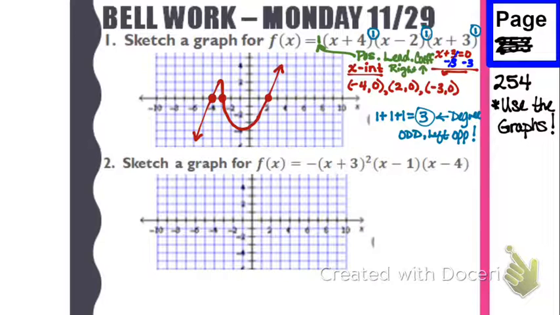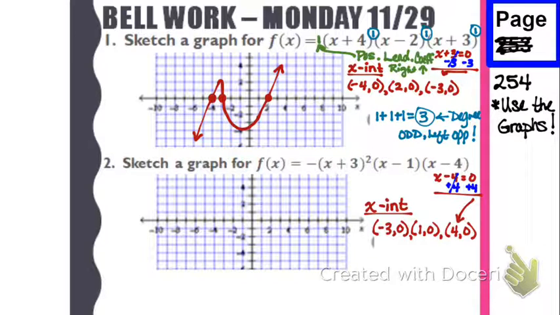All right, let's go look at number 2. Start off with our x-intercepts here. How many x-intercepts do we have? 3. Where are they? -3, 0, +1, 0, and 4, 0. Yes. -3, 0, +1, 0, and 4, 0. Again, we take these, set them equal to 0, get the x all by itself, and that's how we're coming up with these x-intercepts. We do that for each one of these sets of parentheses.